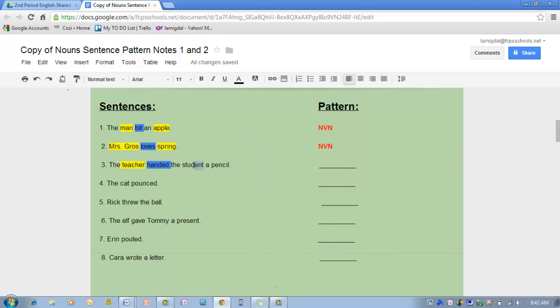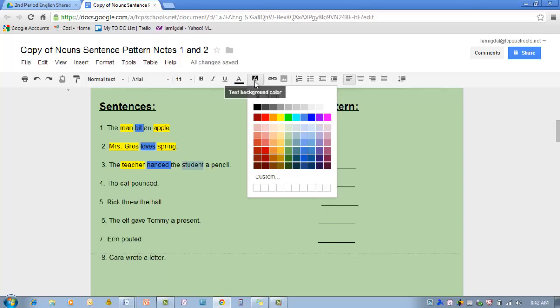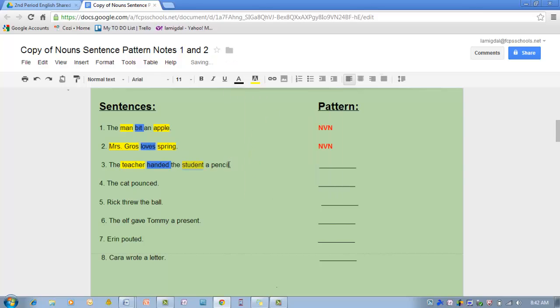Student is a noun. Pencil is a noun. And again, there's lots of little uhs and thes in there, but now it looks like noun, verb, noun, noun. So I'm just going to paste this. Again, I'm going to add another N there. N-V-N-N.